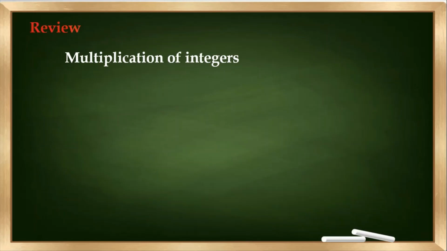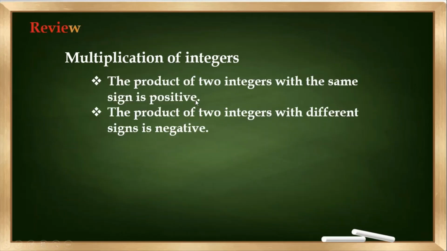And then just a short recap. So when we say integers, it is positive and negative whole numbers. Alright? So, multiplication of integers ay mayroong mga rules. So ito ay the product of two integers with the same sign is positive, and the product of two integers with different signs is negative.